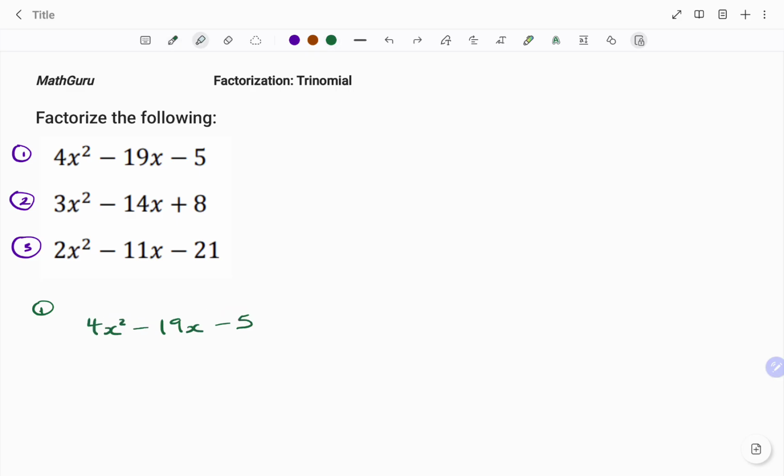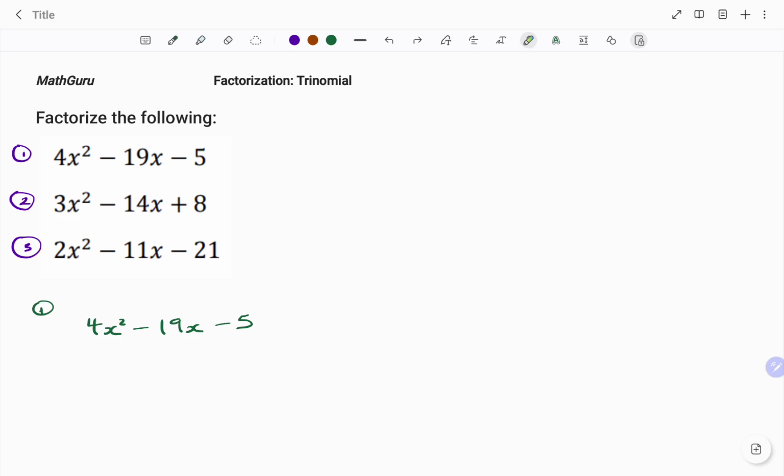When factorizing trinomials, the first check is to see if the coefficient of x squared is 1 or another number. In this example, the coefficient of x squared is 4. The second step, when factorizing any algebraic expression or equation, is to check if there's a common factor. And in this case, there's no common factor between 4, 19, and 5.